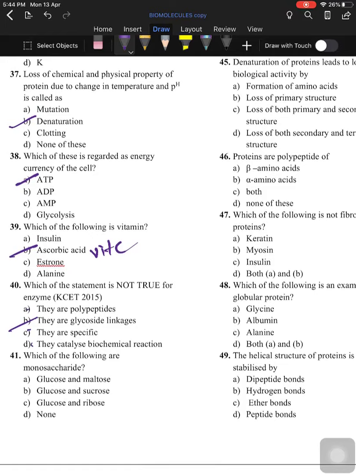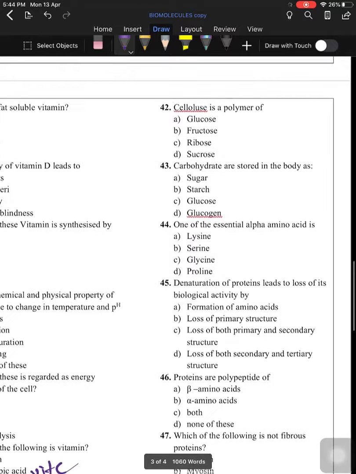Which of the following are monosaccharides? They have given glucose and maltose, glucose and sucrose, glucose and ribose, and none. Glucose, maltose. Glucose is a monosaccharide, but maltose is not. Second option, glucose plus sucrose. Glucose is a monosaccharide, but sucrose is not. But glucose and ribose both are monosaccharides. They are asking which of the following pair. Therefore, the 41st, C option would have been the right one.